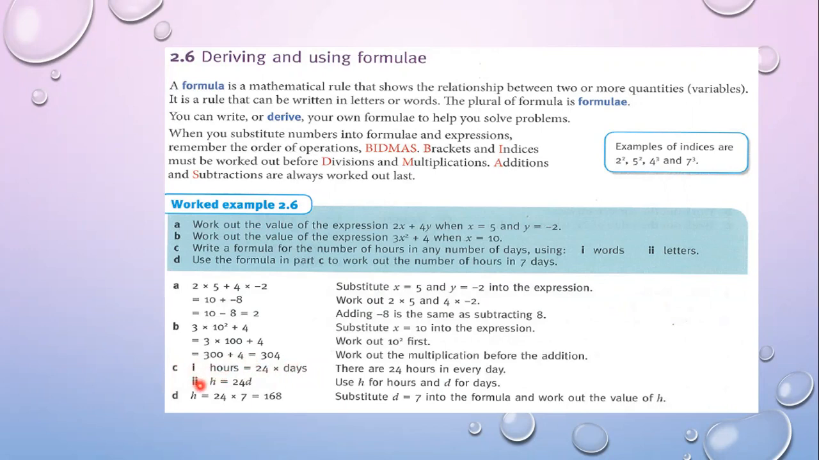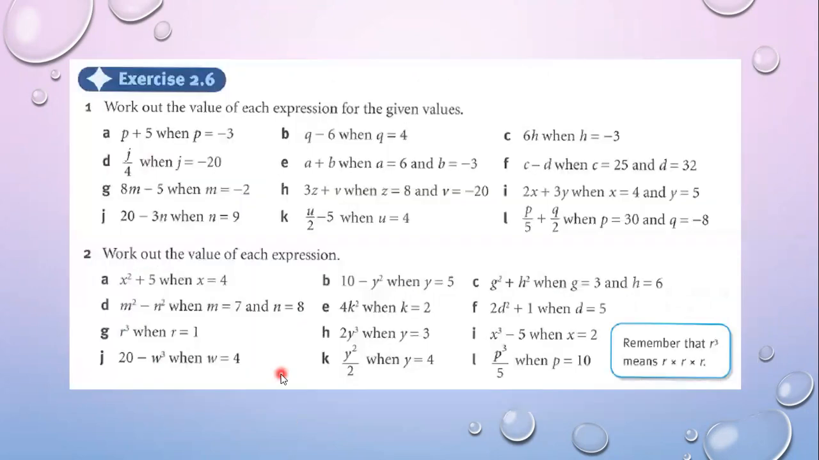If you want to write in the form of letters, the first letter you just write here, so no need to write all this. Hours is equal to 24 multiplied by d, which stands for days. So let's suppose you want to know how many hours 7 days has. 7 multiplied by 24 is equal to 168. Here in the D part, they just tell us to put in 7 days and find how many hours. So you can easily find this out.